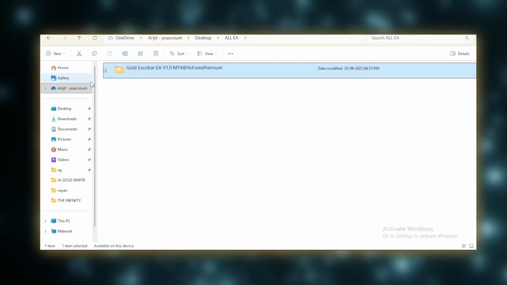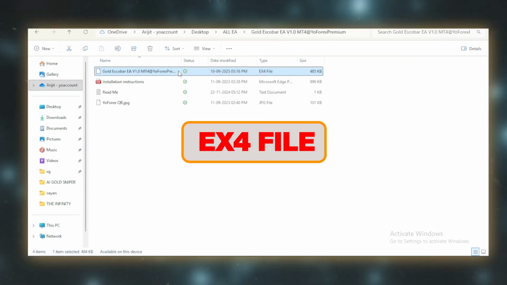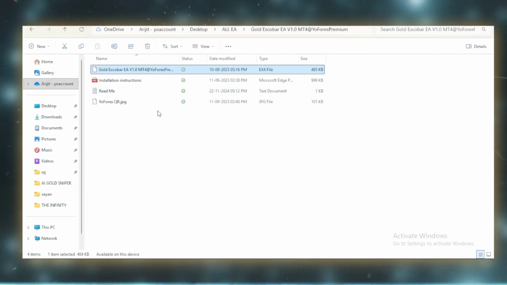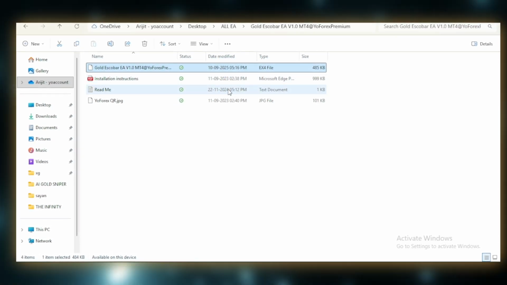To install, simply download the Gold Escobar EA and copy the EX4 file into your MetaTrader 4 Experts folder. Restart the platform, drag and drop the EA onto your chart, and you're ready to start trading.